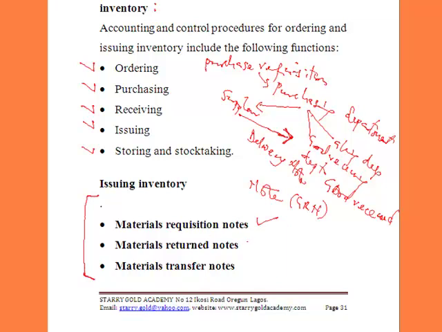Then we have the material returns note. The material returns note is used to record materials that are returned to store as unused, while material transfer notes are notes issued or raised to record the transfer of inventory from one production department to another. So those are the three key notes and control procedures used in the issuance of inventory. I hope you understand that.